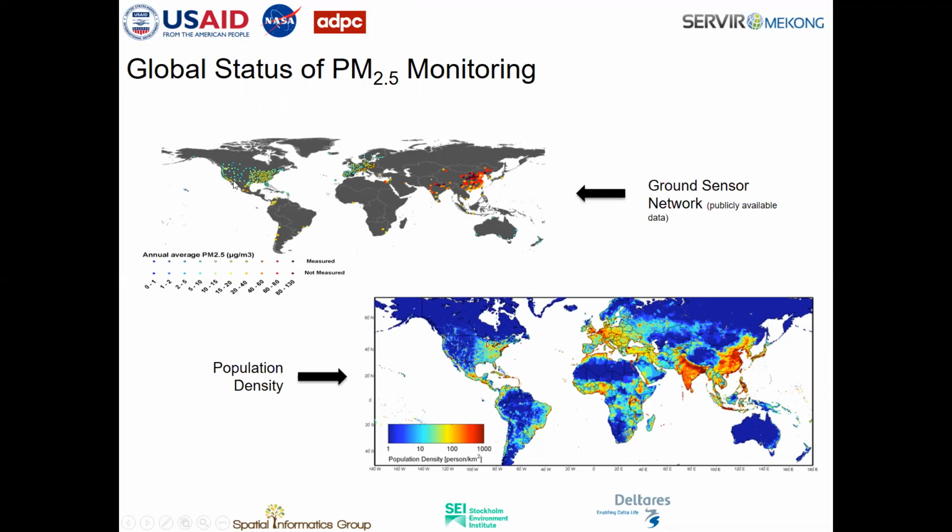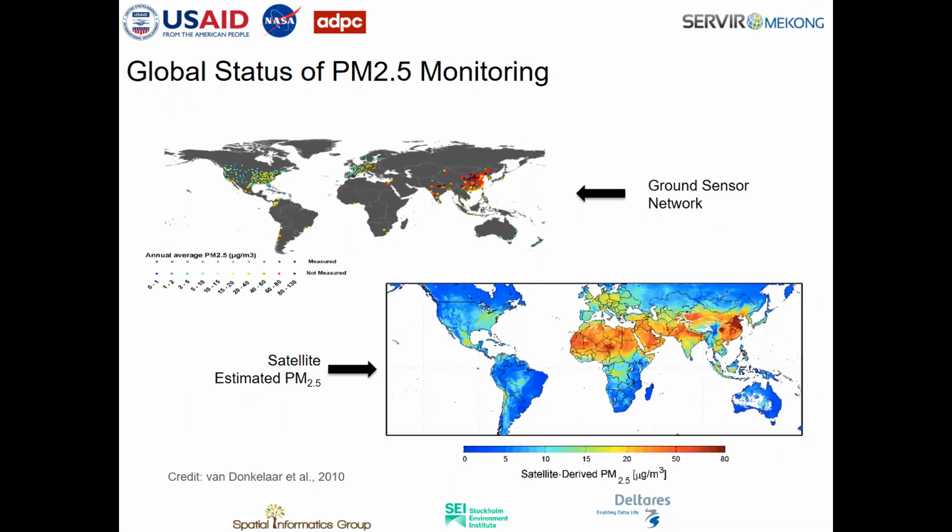Even the US, which is the most completely instrumented country in the world, has some parts without ground stations. That's why satellite data can fill those gaps. And after we fill those gaps, here comes the satellite-estimated PM2.5. See, it gives you the power to monitor air quality across space and time.